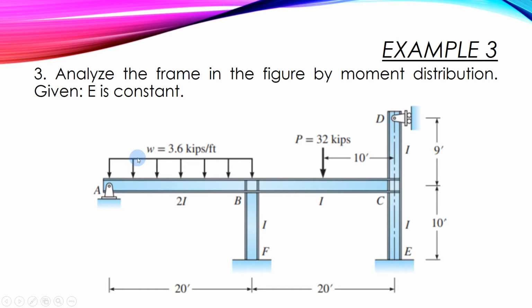Given this example, we are tasked to analyze the frame in the figure by moment distribution. Take note, E is constant, so this will be our frame. You have AB here with 2I, then the rest of the members are just I. Then we have this load on AB, 3.6 kip per foot, then we have this 32 kip on BC. At A we have a hinge support, then we have a roller support.